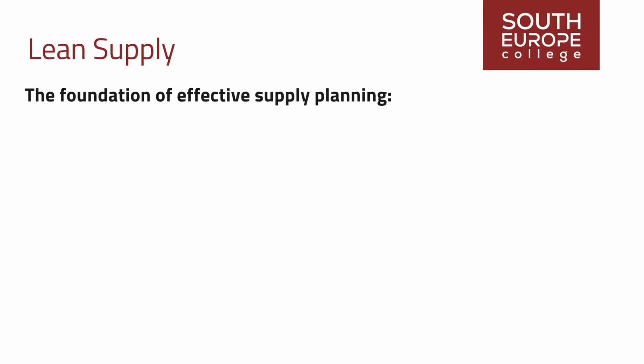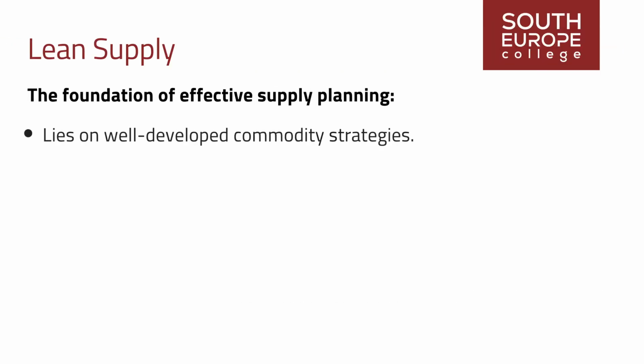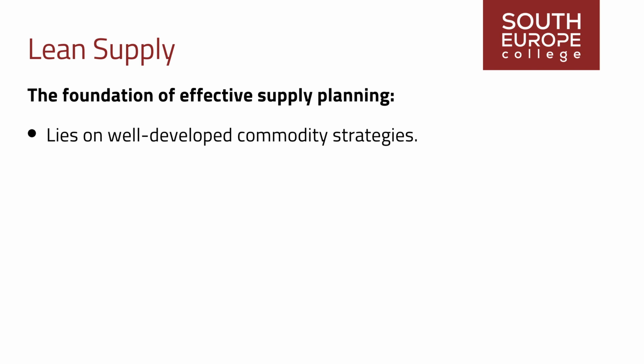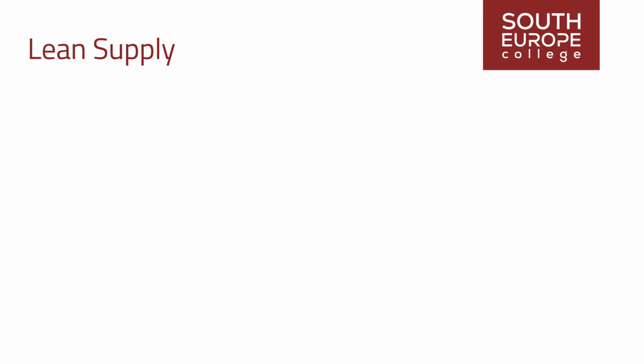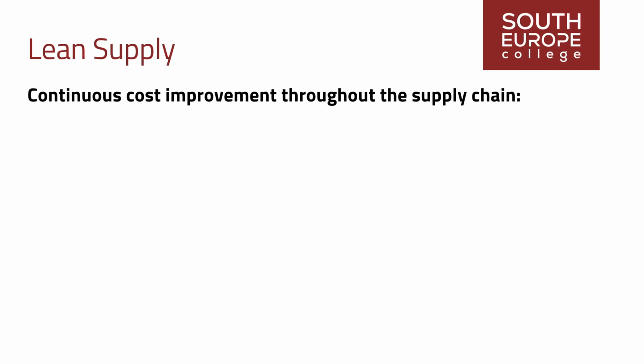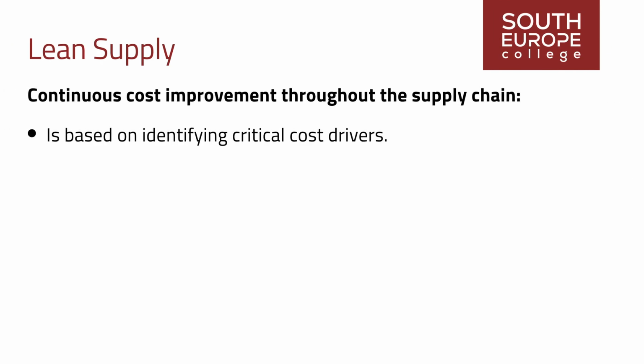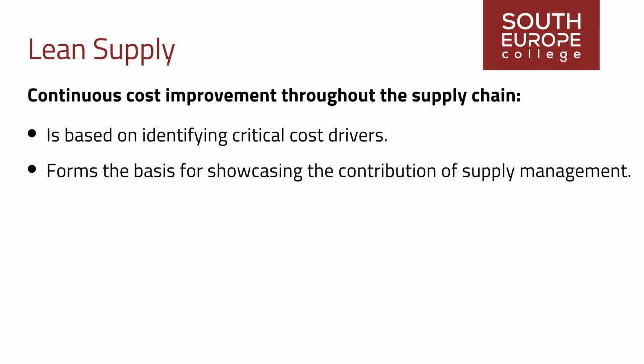The foundation of effective supply planning lies in well-developed commodity strategies, each major spend area requiring a documented strategy with goals and ongoing monitoring. Continuous cost improvement throughout the supply chain, based on identifying critical cost drivers, forms the basis for showcasing the contribution of supply management to organizational profit goals. Collaborative efforts between customers and suppliers to eliminate non-value-added activities benefit both sides of the relationship.